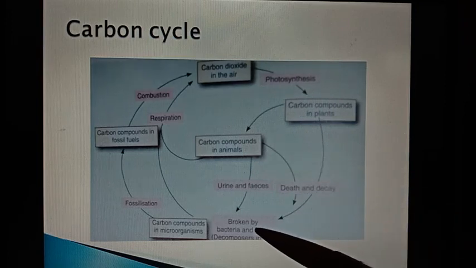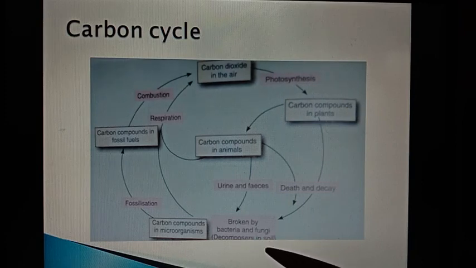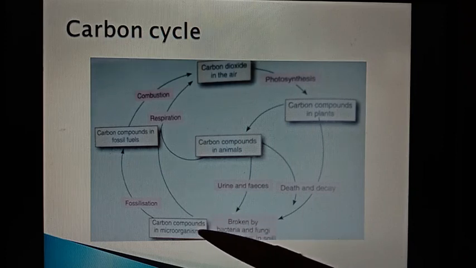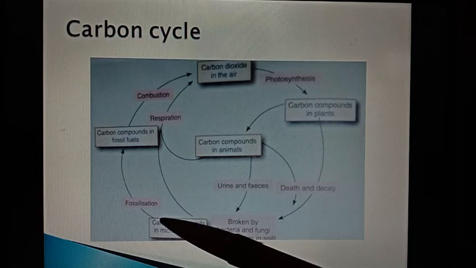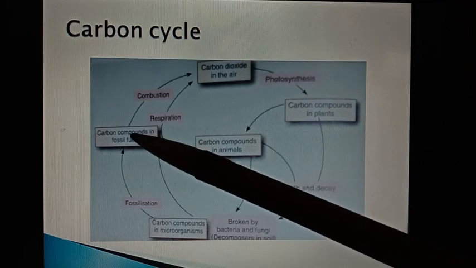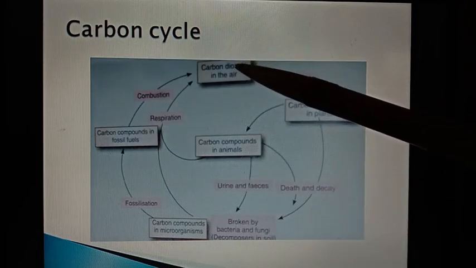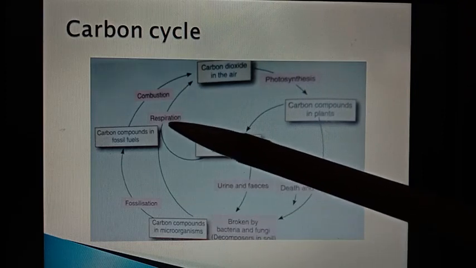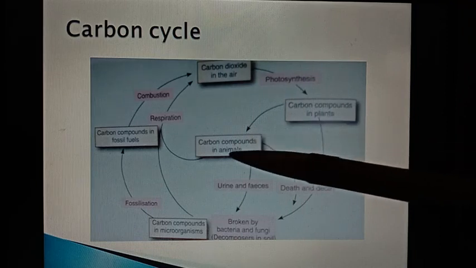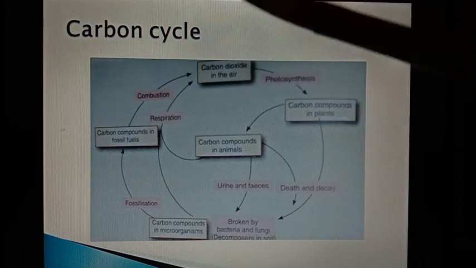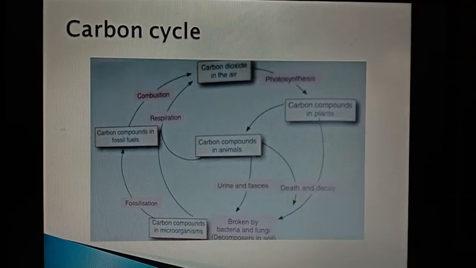They come to the soil. They are broken down by the bacteria and fungi. That is, decomposition is brought about in the soil, and then carbon compounds develop in the microorganisms, which upon fossilization become fossils, and carbon compounds in fossil fuels, upon combustion, again come back to the atmosphere in the form of carbon dioxide. From microorganisms also, when they carry out respiration, and the respiration brought about by the plants and animals, carbon is again broken down to carbon dioxide that reaches the atmosphere again. So in this way, this cycle is completed.